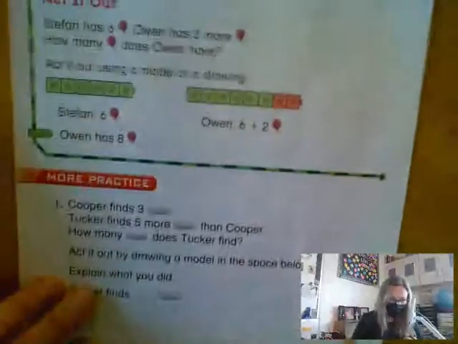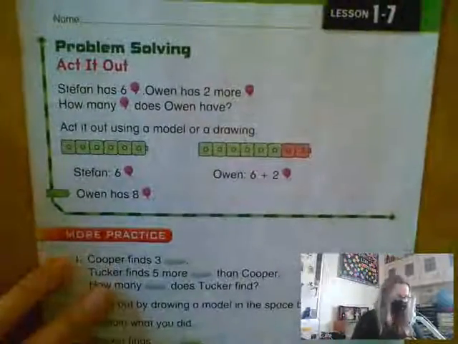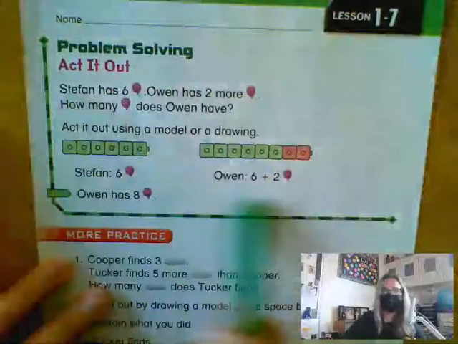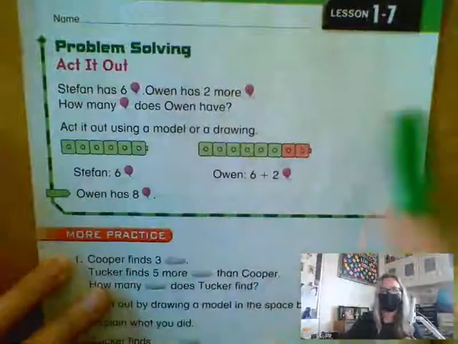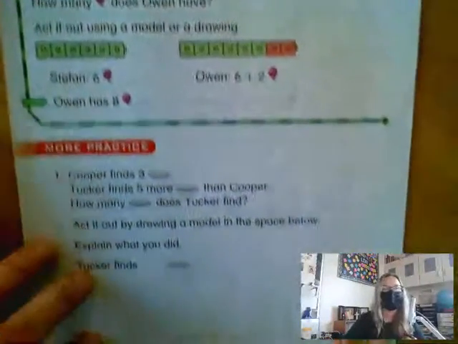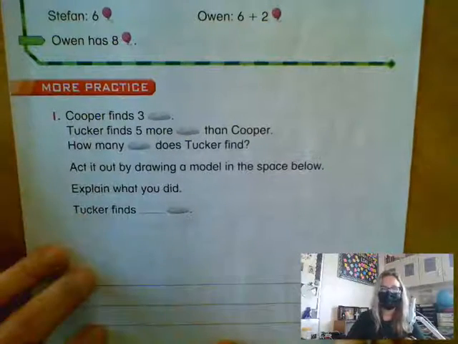But if you go to the top of the next page, we're now at the top of page 31. This is just another explanation of what we've been doing. There's nothing that we have to write here. So we're going to go right down to the more practice part, okay?